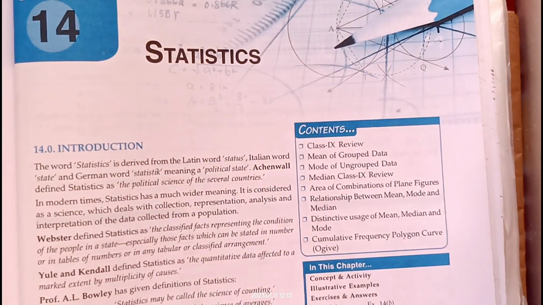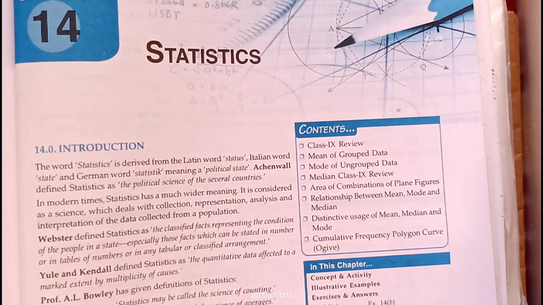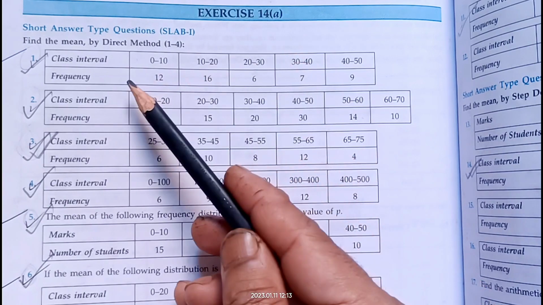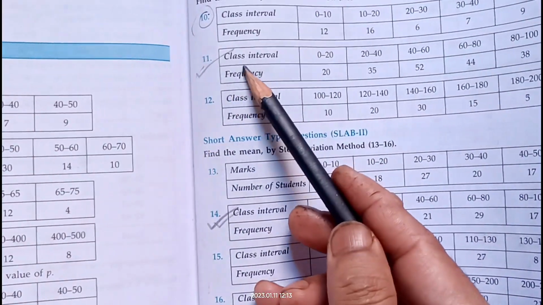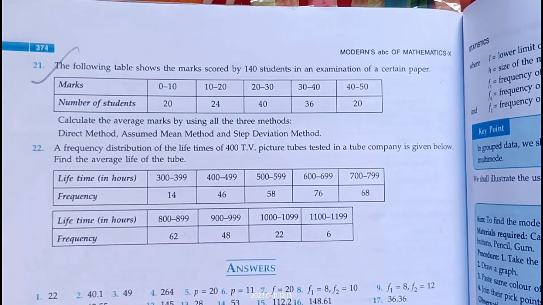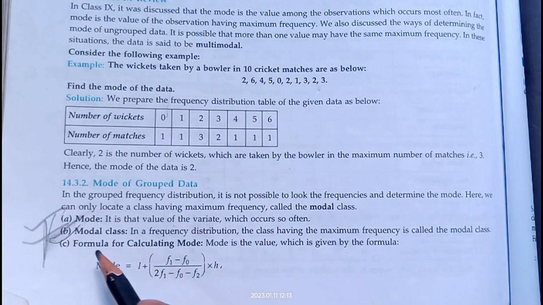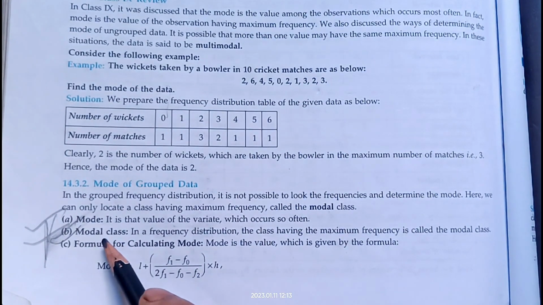From chapter 14, statistics, one short question used to come like define mode, median, model class, median class, ogive. So these definitions you have to remember. From 14A, practice question number 1, 2, 3, 4, 5, 6, question number 11, question number 14 and question number 21. In page number 374, you can see these definitions, mode, model class. So these definitions are also important.